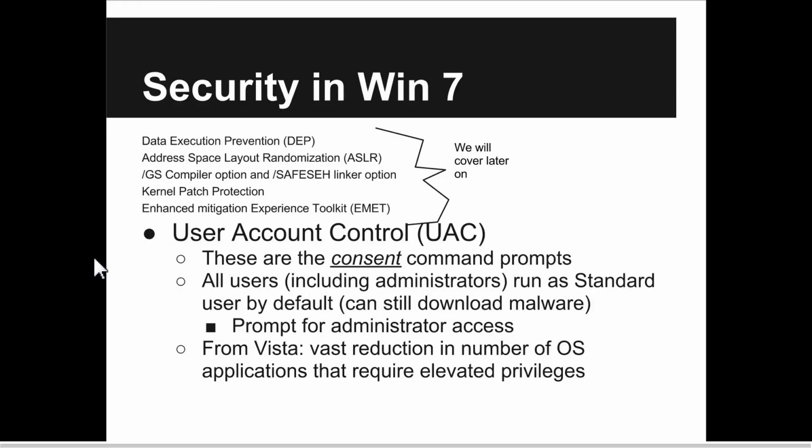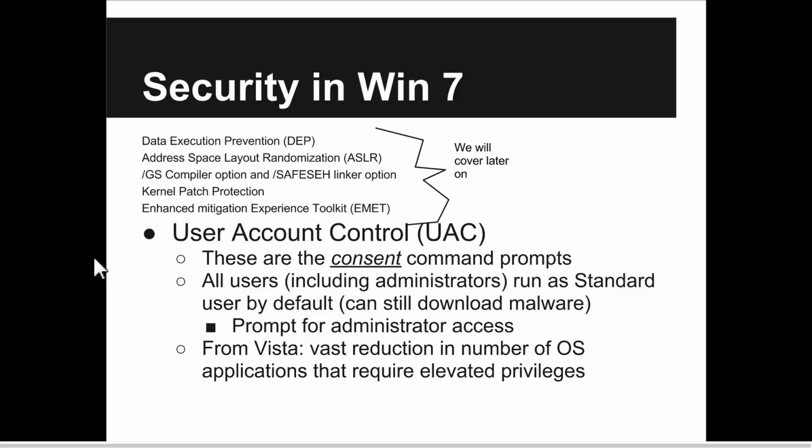So let's get to security in Windows 7. Over the years, there's been a lot of development. The top five things we're going to get to in exploit development, but basically there's data execution prevention, address space layout randomization, the GS compiler option, SafeSEH, kernel patch protection, and the Enhanced Mitigation Experience Toolkit, among others. But mainly we're going to get into User Account Control.